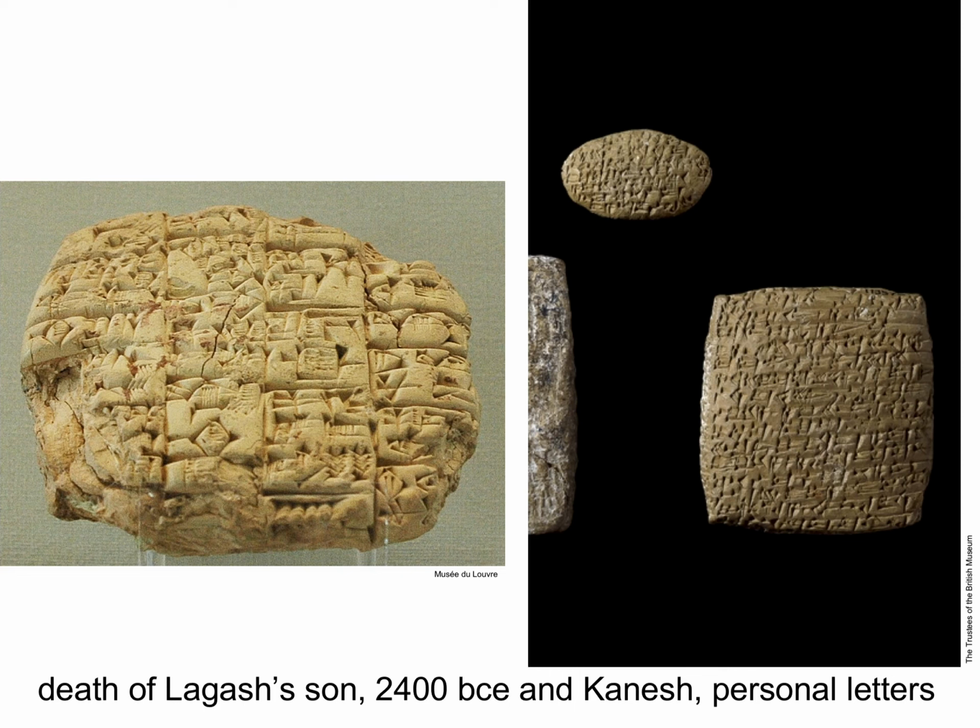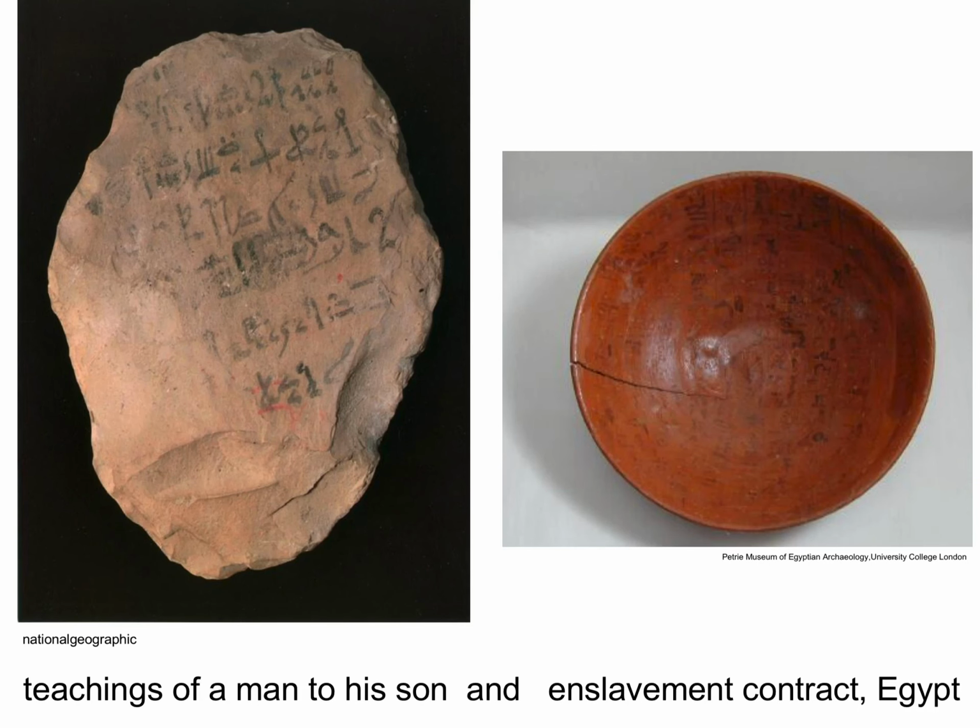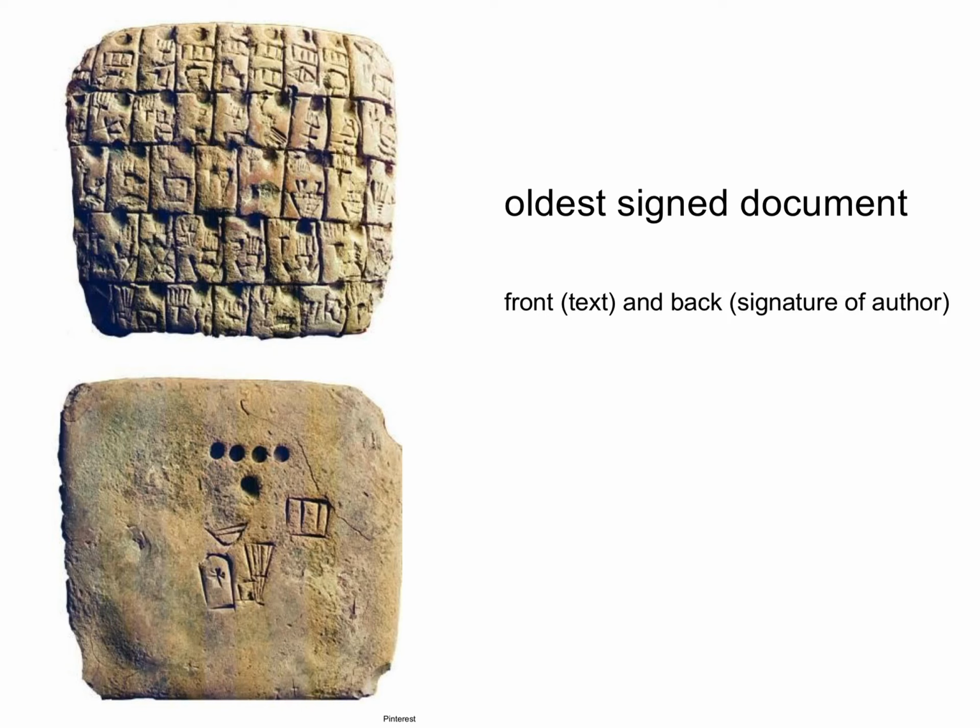So some of those documents are important historical documents, others are just exchanges between people, the way we would do today with email, for example. On the left, we have the teachings of a man to his son, how to behave in the world and how to grow into a better citizen. And on the right, an enslavement contract in Egypt. Again, in the reading I have assigned, those kinds of objects are analyzed further and presented in a historical context.